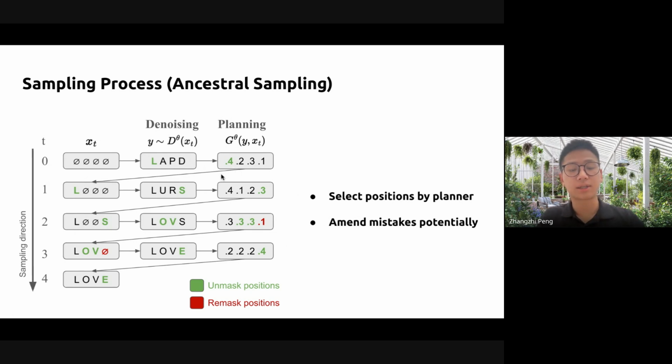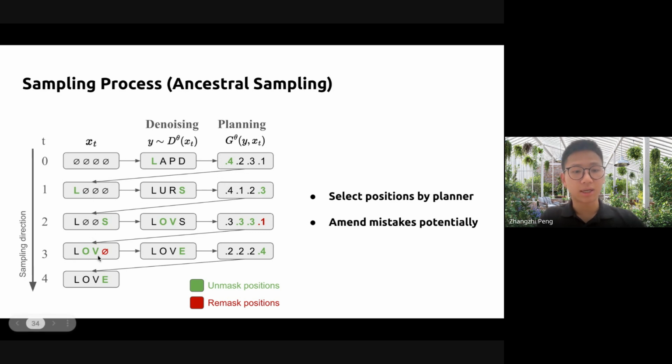Right here, we're basically using the value to rank all the positions. And since at time 0 all the positions are mask tokens, you're going to choose the one that has the highest likelihood, and you unmask it. And at the second step, you're going to choose the last one because it has the highest likelihood, except for the first one, but it is already unmasked, right?